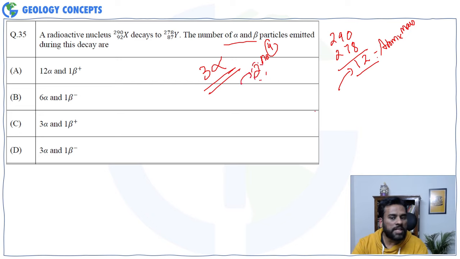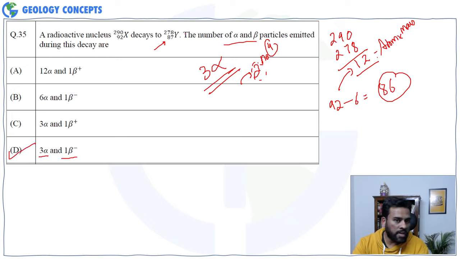So atomic number should decrease by 6. So 92 minus 6 should be 86. 86 should be the atomic number, but now here it is 87, right? That means there is a beta negative emission that increases the atomic number. So D will be the correct option here. 3 alpha and 1 beta. When you take out 1 beta, this 86 will convert into 87. So it will be beta emission, negative beta, not positron. It will be beta decay. Okay.